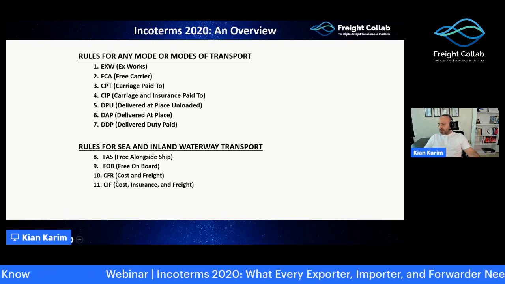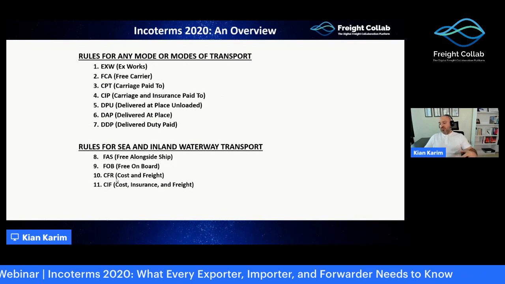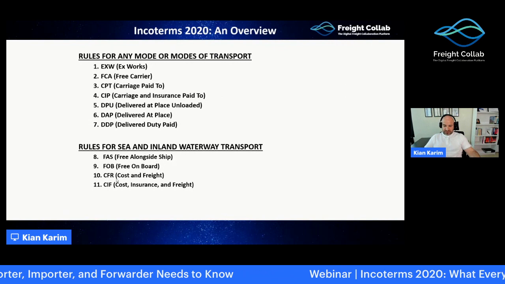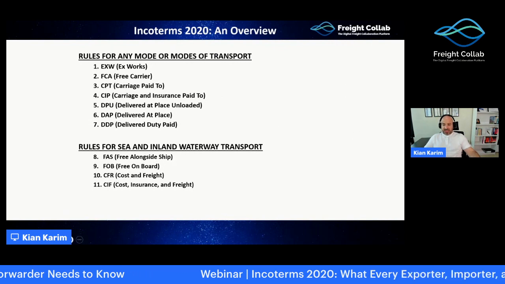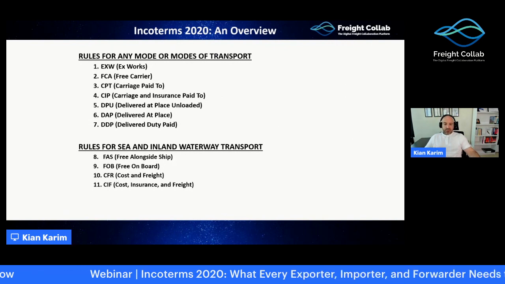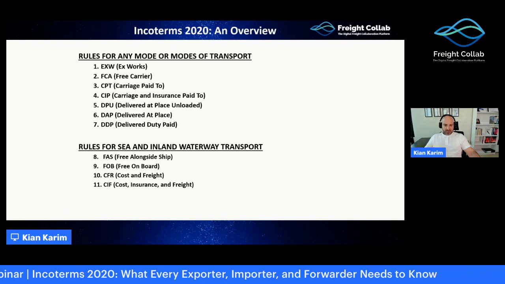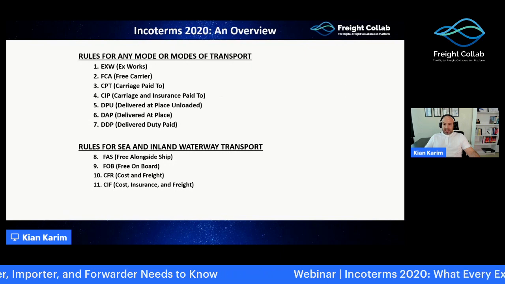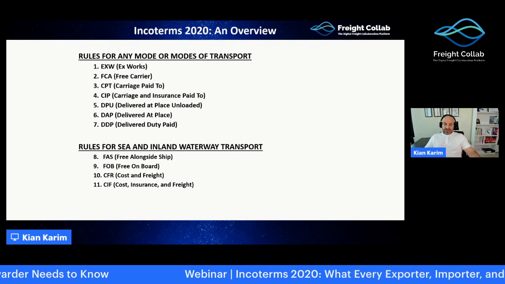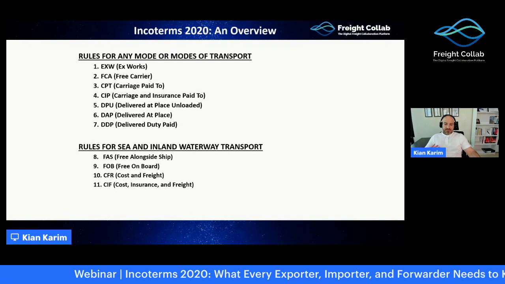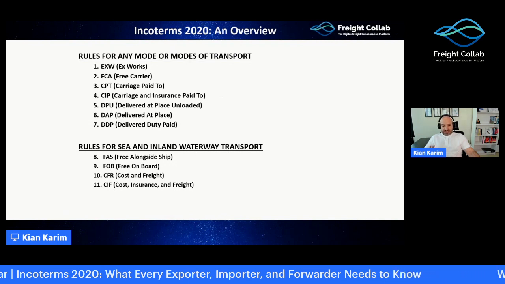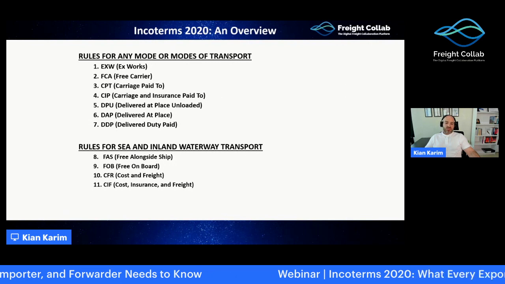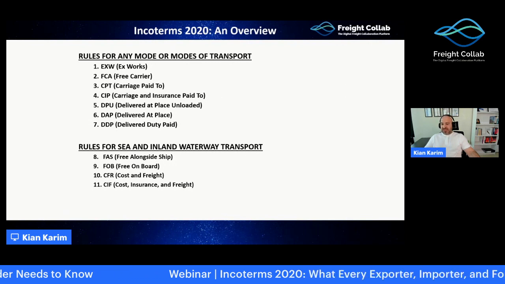FOB and CFR are among the most common terms used in international trade. In FOB, the seller delivers the goods on board the vessel chosen by the buyer. The risk passes to the buyer once the goods are on board. And in CFR, the seller clears the goods for export and contracts and pays the cost of transport to the specific port of destination. The risk of loss or damage to the goods passes when the goods are on board the vessel.